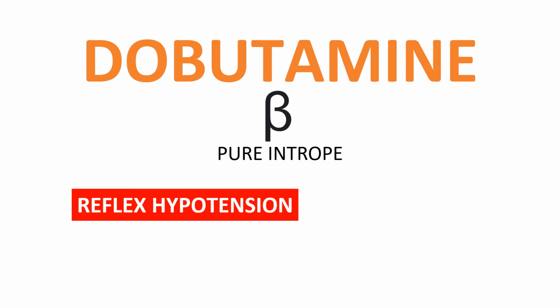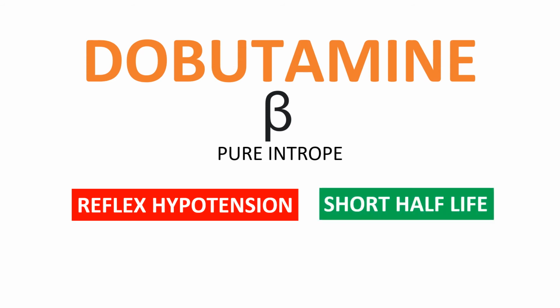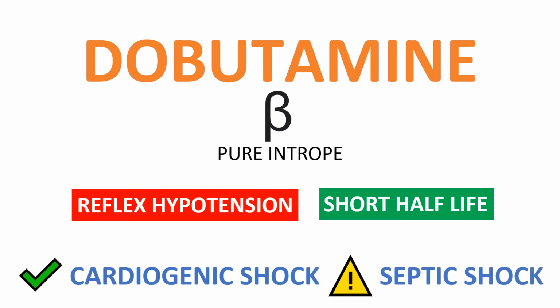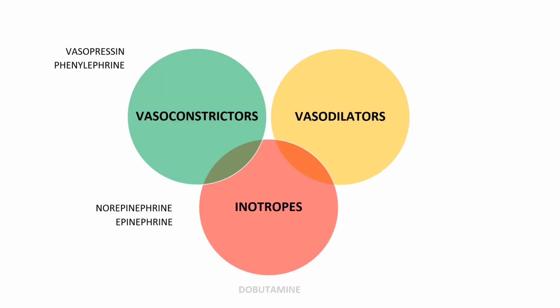The good thing about dobutamine is that it has a very short half-life, and so you can titrate it very easily, in contrast to milrinone, which we'll talk about next. And so dobutamine is a very good medicine to use in cardiogenic shock. In septic shock, you may use it in patients who may have a mixed component of cardiogenic and septic shock. And so I would advise caution in using dobutamine in a patient with septic shock unless it's the appropriate patient for it. And so we would group dobutamine as a pure inotrope.